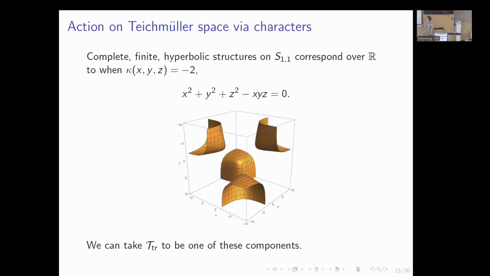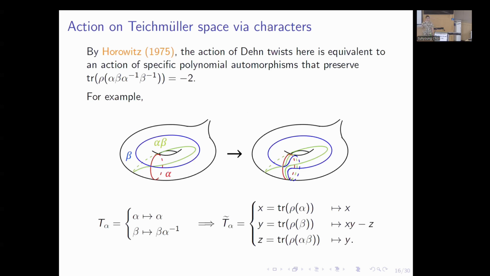Okay, great. So how can we understand how the earthquakes work here? Well, we have some nice results on the Dehn twists. By some work of Horowitz, we know that the action of Dehn twists here is equivalent to an action of specific induced polynomial automorphisms that are going to preserve the level set of this polynomial. And actually, I've written only the polynomial associated with Teichmüller space here, but in more generality on the character variety, it's going to correspond to polynomial automorphisms that preserve the level set that they started on.